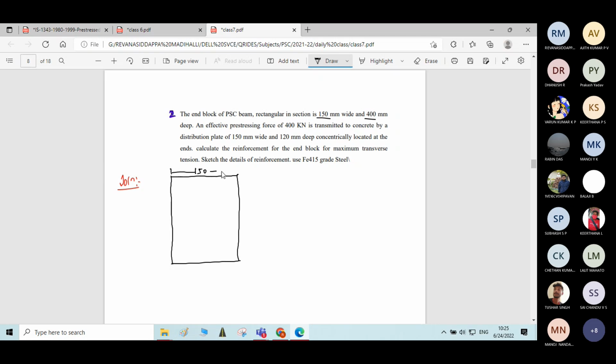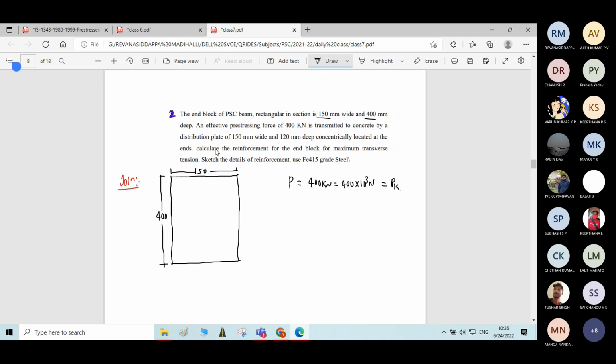150 and 400. Okay. An effective force of 400 kilonewton is transmitted. Force P is directly given. P is equal to 400 kilonewton, nothing but 400 into 10 power 3 Newton, which is denoted by PK in this model. Okay, nothing but PK only.